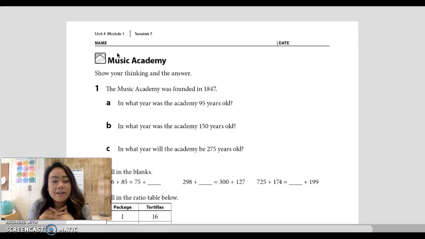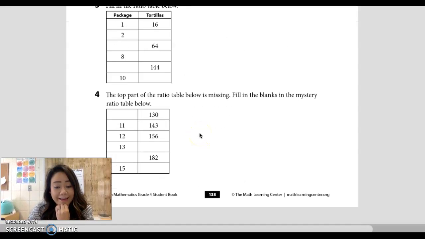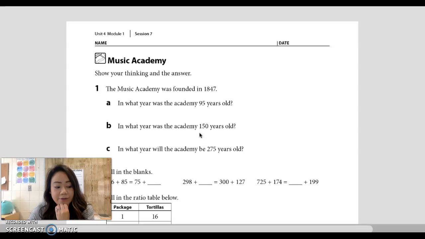Hey fourth graders, this video is to help explain to you how to do page 138, 138 of your thick math workbook. So it's the one that's thick. Okay, so the first time I'm just going to read the directions out loud, and then the second time I'll go a little bit more in depth.